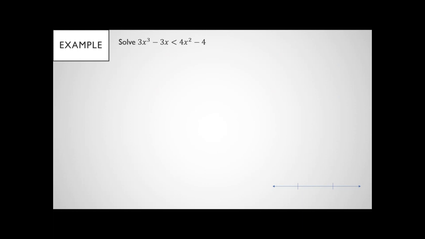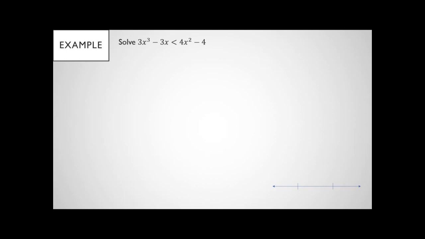So now I'm going to move on from the quadratics and go into things with higher powers. So this is going to require a little more work when we're finding the zeros because the factoring process, you know, we don't have a rule for factoring something that's cubic. We may have to do synthetic division. So here we have 3x cubed minus 3x less than 4x squared minus 4.